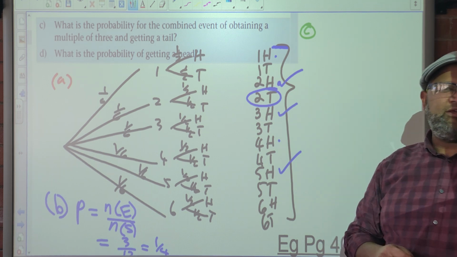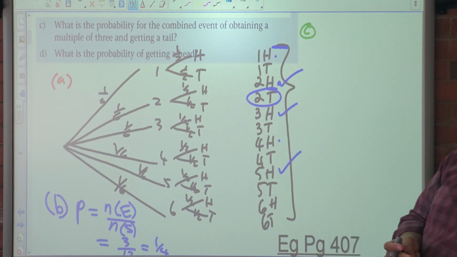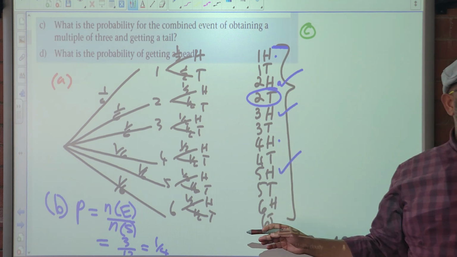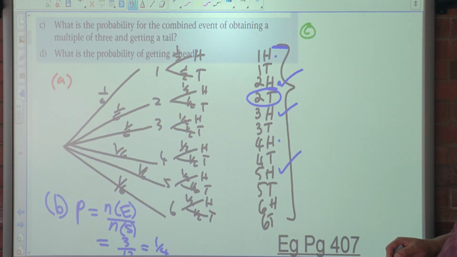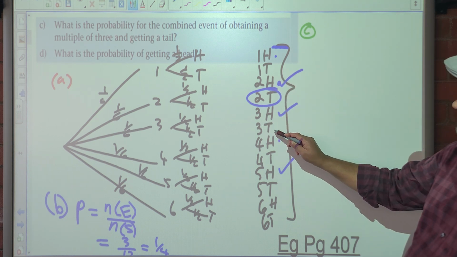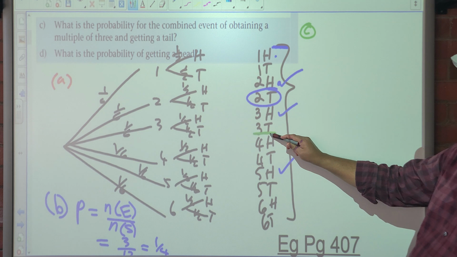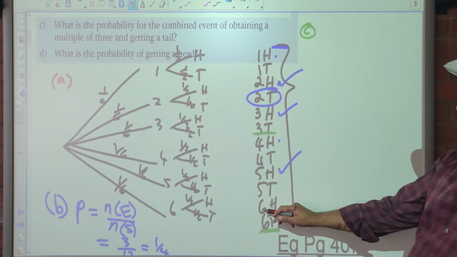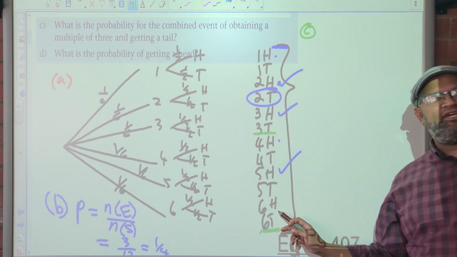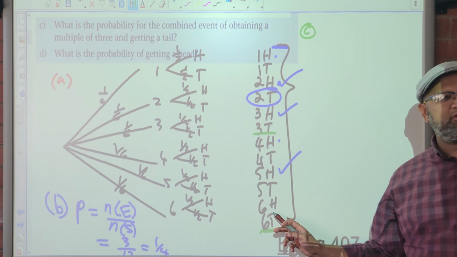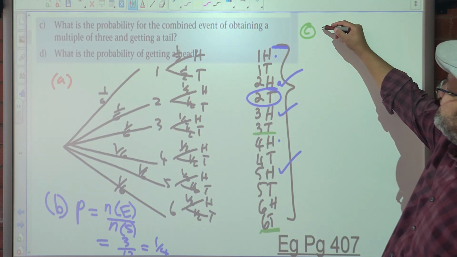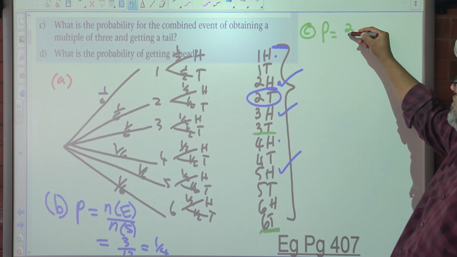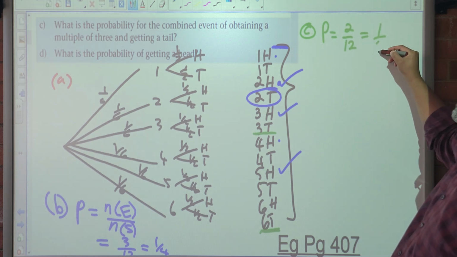So what are multiples of 3? 3, 6, 9. Could I consider 9 here? There's no 9. And the tails. So it's going to be 3 and tails, that is 1, not so? And then 6 and tails. Why are you not saying 6 and heads? Although it's a multiple of 3, it needed to be a tails at the same time. You guys understand? So how many outcomes are there? 2. So the probability will be 2 over 12, which is 1 over 6.